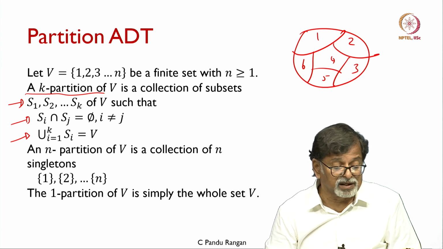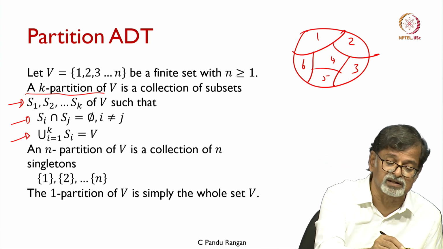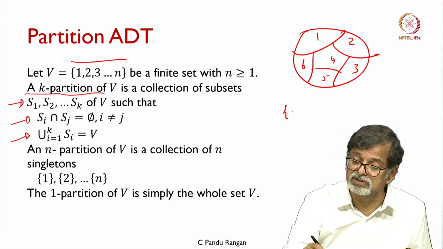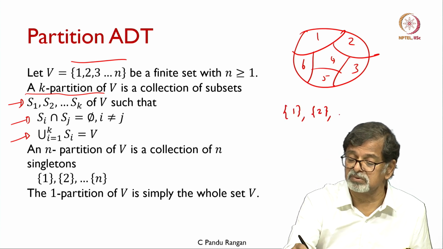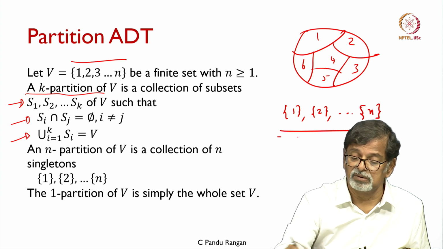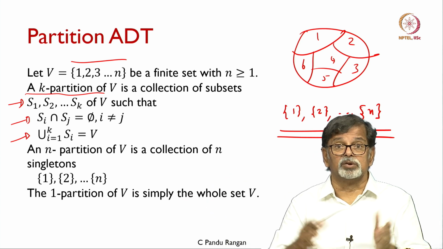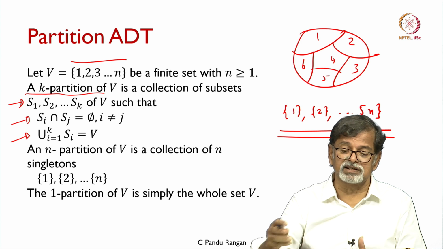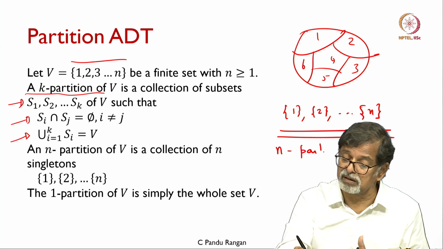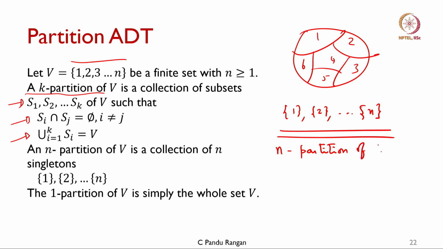An N partition of V is a collection of N singletons. V is this set 1 to N. So, this is a partition: 1, 2, ..., N. You have split V into N sets, they are disjoint, together they form V. Therefore, this is an N partition of V. An N partition of V corresponds to N isolated vertices, no edges, each vertex is a connected component and that is represented by individual sets.